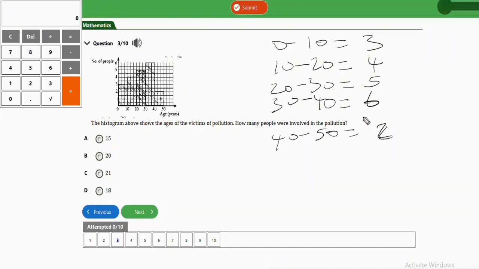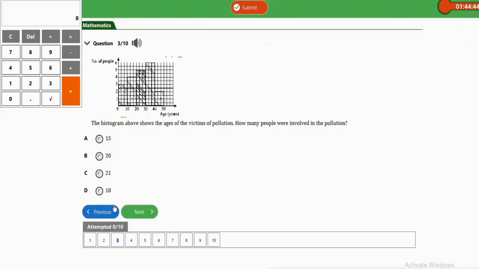So let's total this. When you total this, we have 3 plus 4, that's 7. 7 plus 5, that will give us 12. So 12 plus 6, 18. 18 plus 2, that's 20. So we have the number of people that got involved total to be 20. The correct option is option B. It's as simple as this. So let's wipe this now and solve the next repeated question.